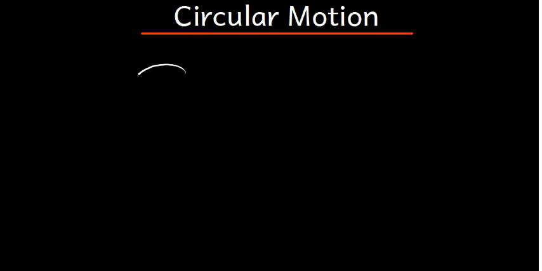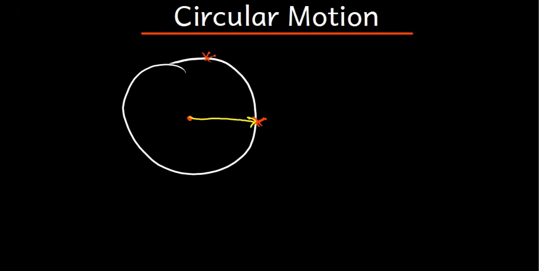Now let's come up with a circle. So here is my circle. Let's say this object is moving from this point here all the way to this point. This is the center of the circle. Now there is an angle which is going to be formed, and that angle we are going to call theta. The distance this object is going to cover from this point all the way to this point is what we call the arc length. So there is my arc length.